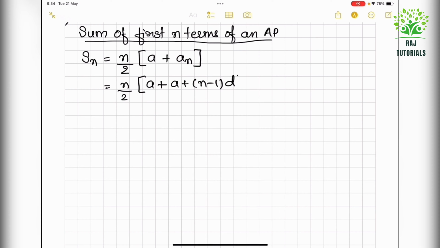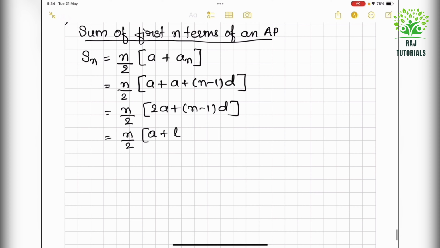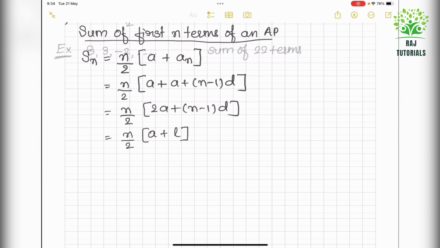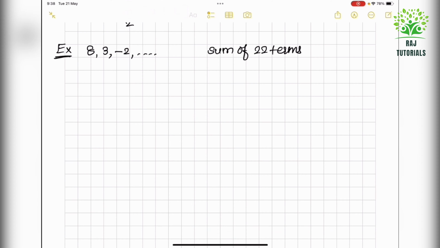plus (n minus 1)d. So this is also written as n by 2 into [2a plus (n minus 1)d]. If the first term and the last term of the AP are given, I can say n by 2 into (a plus l). So these are the basic formulas to find the sum of n terms of an AP. Let's see some examples related to that.